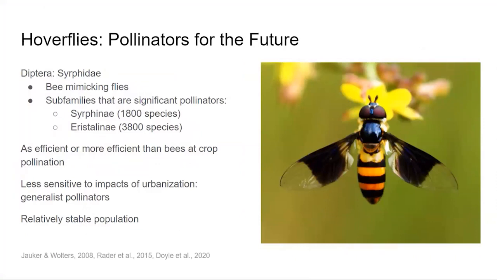Specifically, we're looking at these two subfamilies that are pretty species-rich that do most of the pollinating. There are some other hoverflies that don't really pollinate, but these two subfamilies as adults do quite a bit of pollinating. It's been found that they're as efficient or even more efficient than honeybees at crop pollination. Again, they're less sensitive to the impacts of urbanization. They're generalist pollinators, so they can feed on most any type of flower. And they have a relatively stable population as far as insects go.